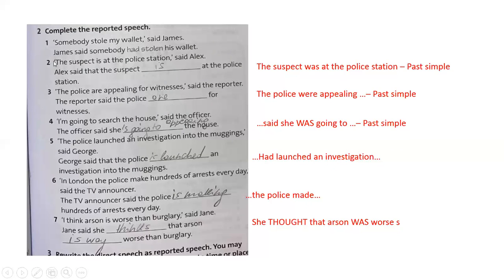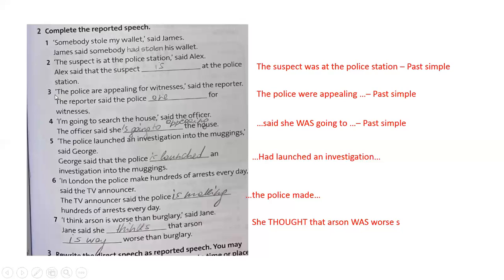So let's look at this second one. "The suspect is at the police station," said Alex. Alex said that the suspect, and that was one person's answer, which is not correct. So the right answer would be the suspect was at the police station. So present simple, which is used in direct speech, should be replaced by past simple. In this case, it's was.